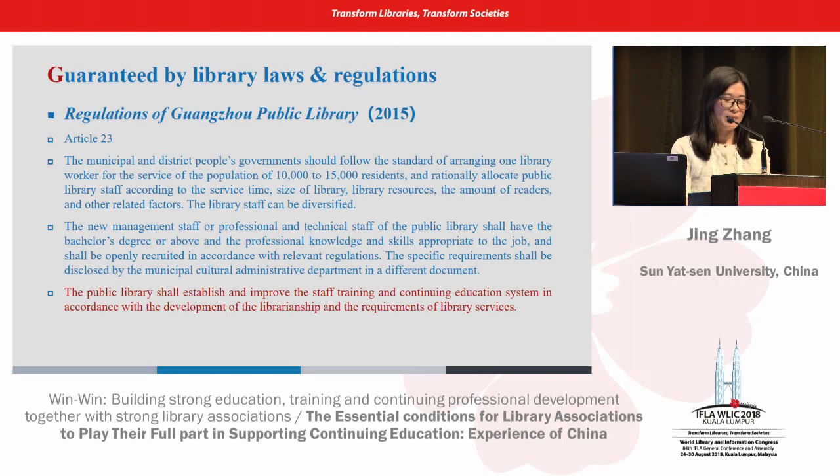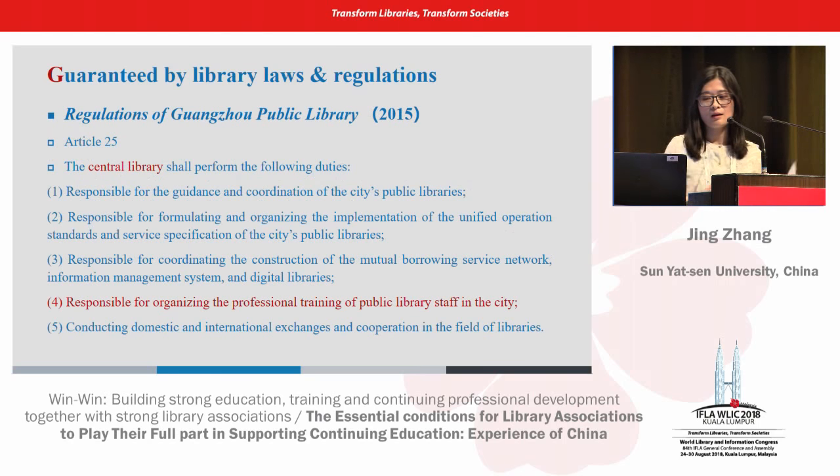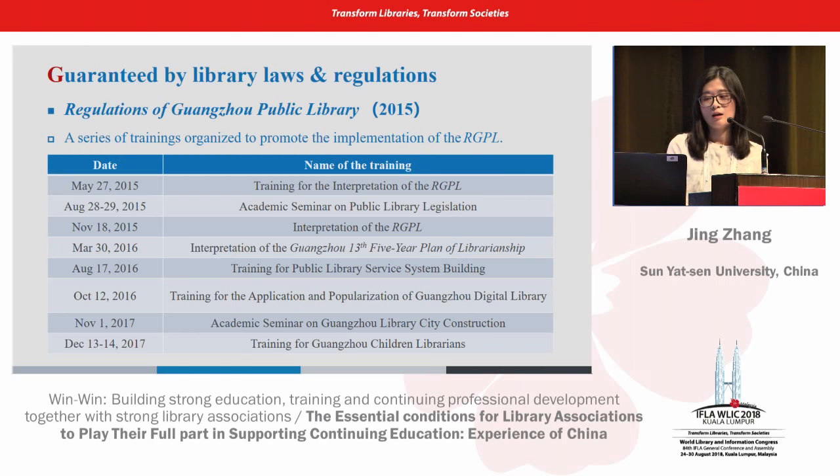First condition, guaranteed by library laws and regulations. In the Regulations of Guangzhou Public Library issued in 2015, which is a local library law, Article 23 says the public library should establish and improve the staff training and continuing education system in accordance with the development of librarianship and the requirements of library services. Also, Article 25 says the central library in the municipal library system should be responsible for organizing the professional training of public library staff in the city. So providing continuing education is guaranteed by the local library law. And a series of trainings were organized to promote the implementation of the Regulations of Guangzhou Public Library.